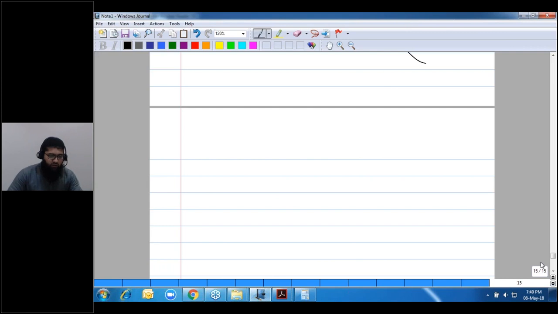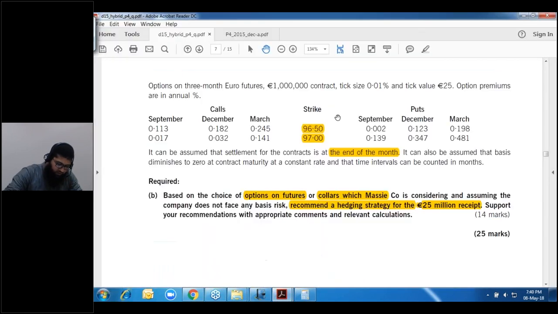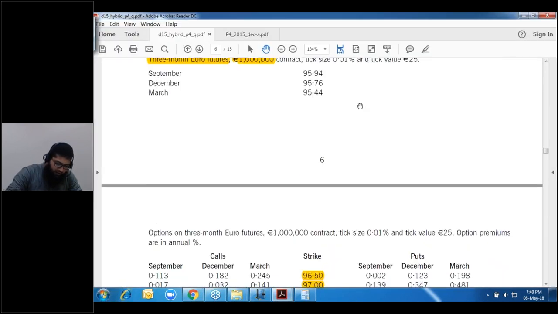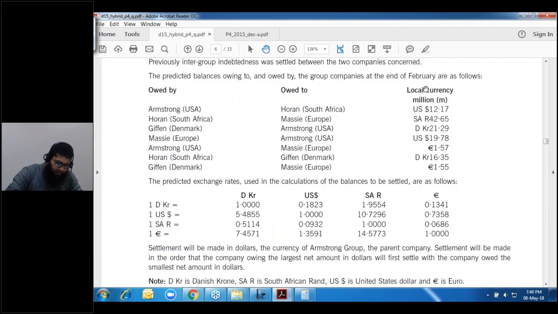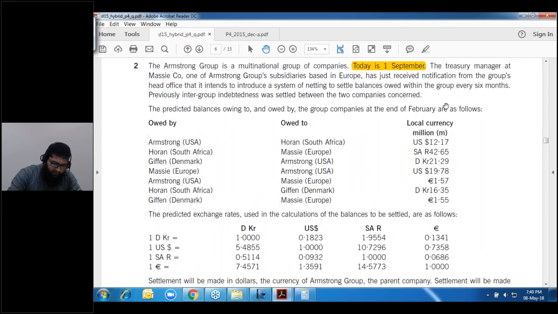There's a part A to this question, and what is part A? If you go through it, part A is about the netting. So let's talk about how exactly we can solve part A of this question. Can you please go through part A for a minute, and then we can start discussing.